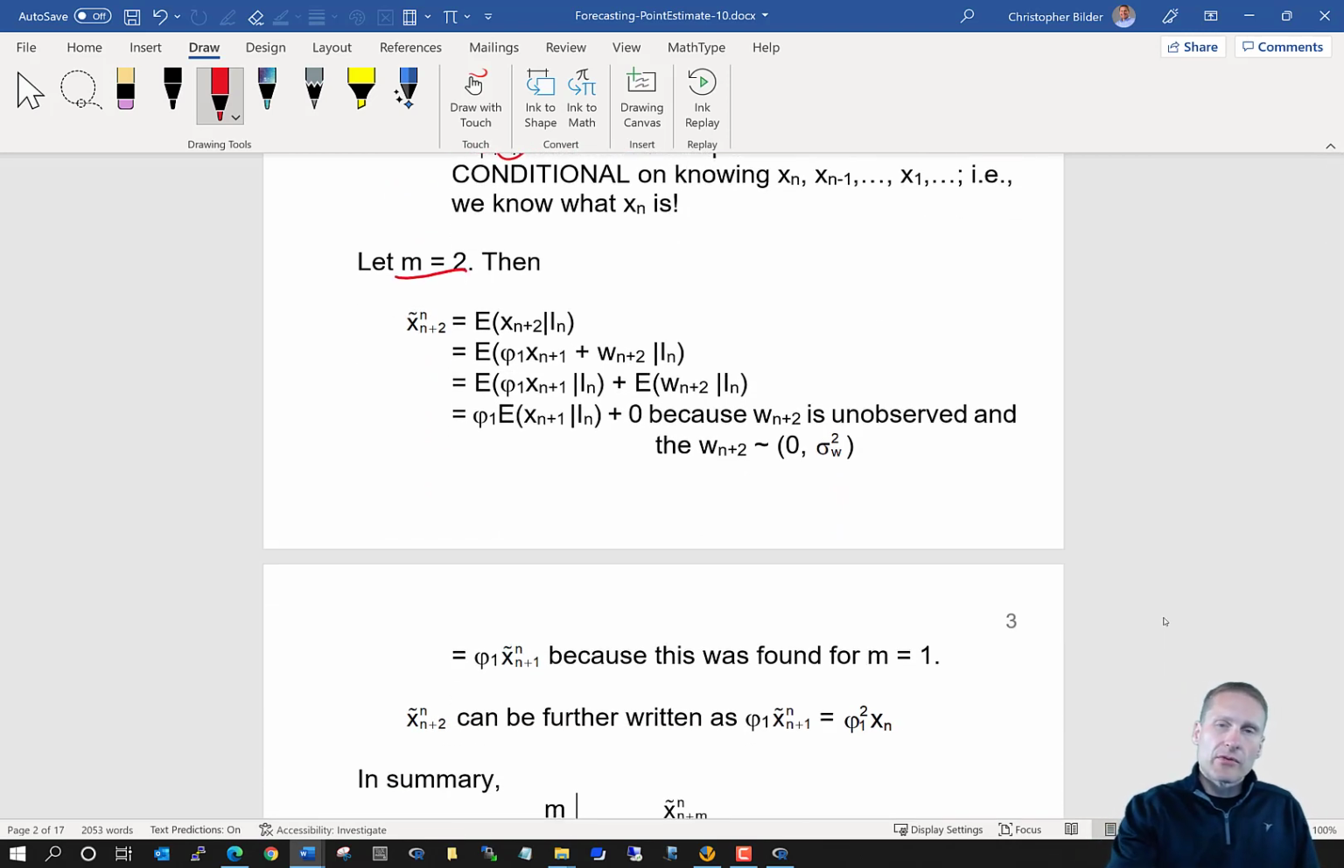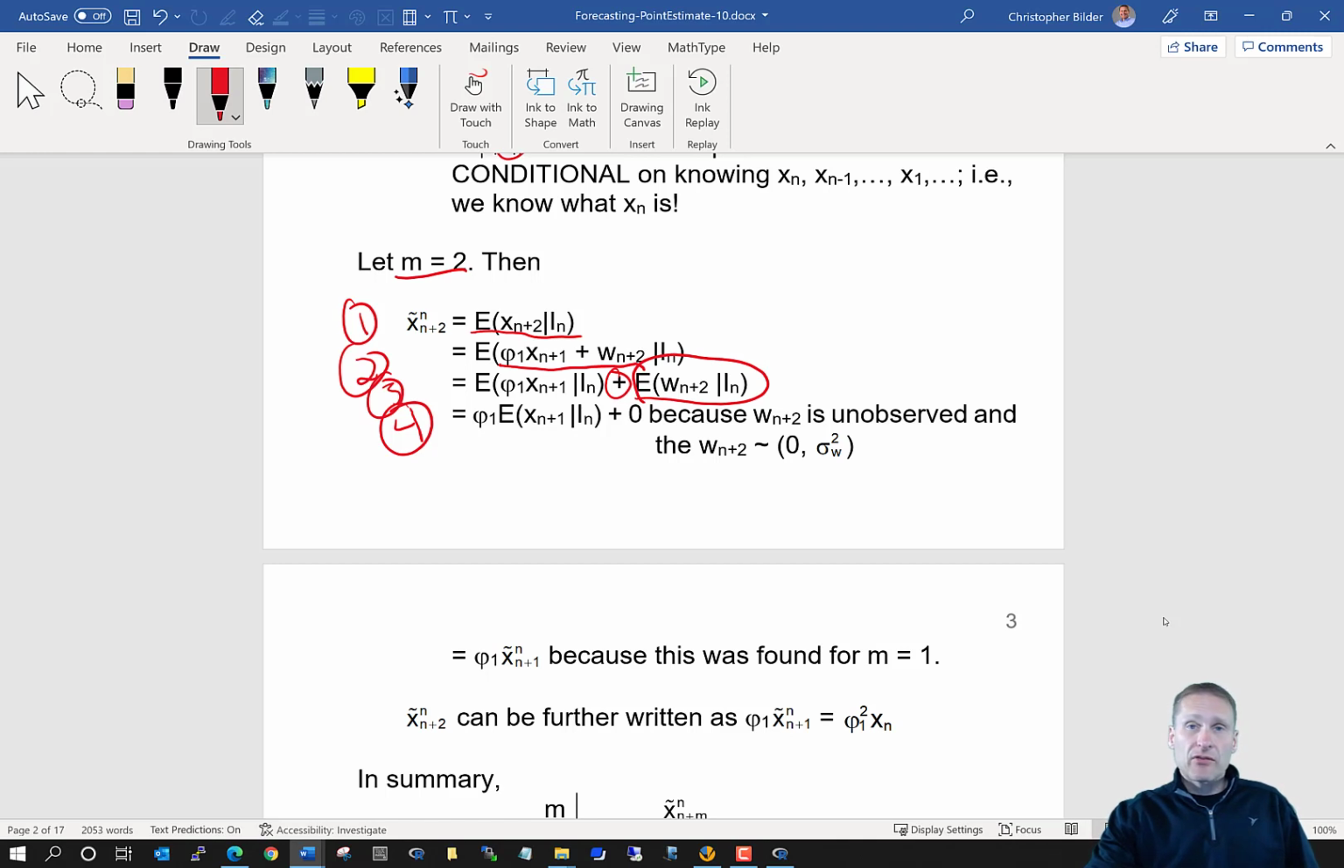Let's look at m equal 2. So now I'm going 2 time points into the future. So I need to find the expected value of x sub n plus 2 given my information up to time n. So that's, let's say, step 1. Step 2 here, I plug in what the model would be when m is equal to 2. Step 3 then, I move the expectation through the sum. Step 4, this expected value for w sub n plus 2, again, is equal to 0. Also, I can bring this constant, phi 1, out in front. And I'm left with the expected value of x of n plus 1, given this past information.